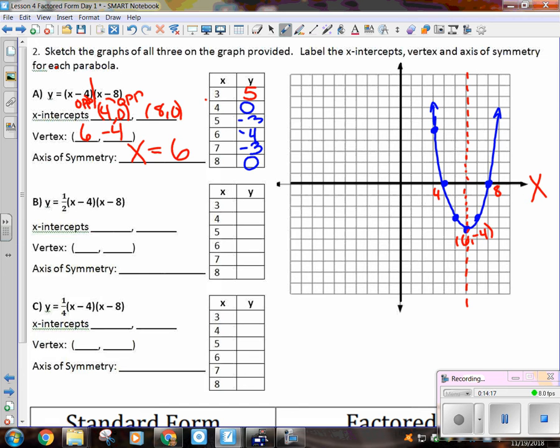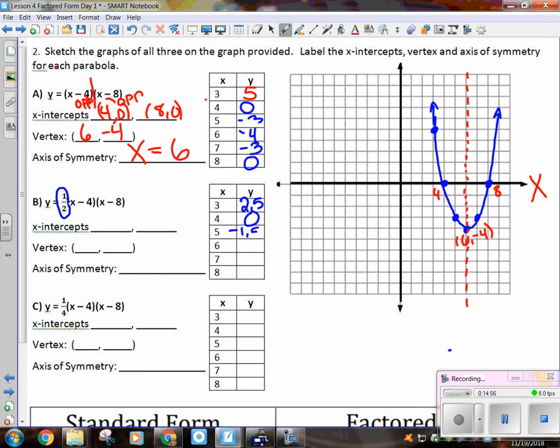Okay. Now, letter B. Tell me what's going to happen when I move on to letter B. What's going to get smaller? What's the only thing different in letter B compared to letter A? It's going to get wider, and my numbers are going to get smaller. So basically, the x minus 4 and the x minus 8 parentheses are exactly the same. Then you're going to times it by half. So what's half of 5? Can you do that in your head? 2.5. What's half of 0? 0. Half of negative 3?